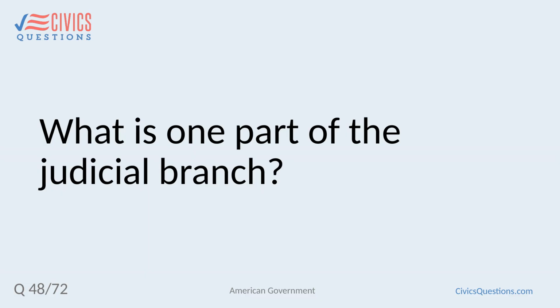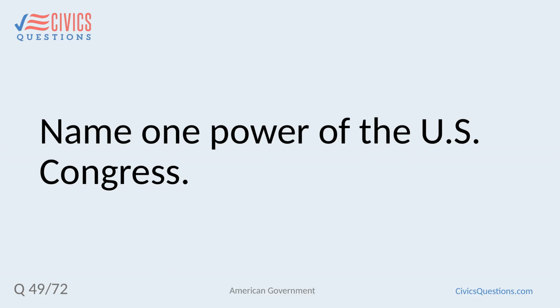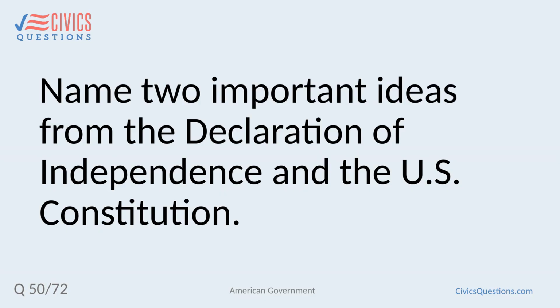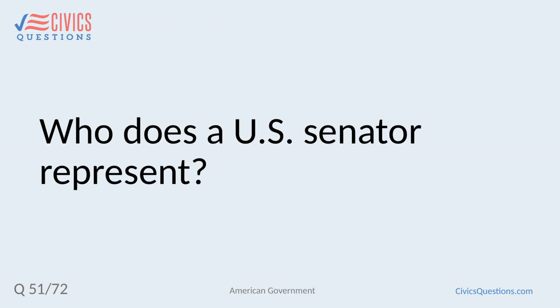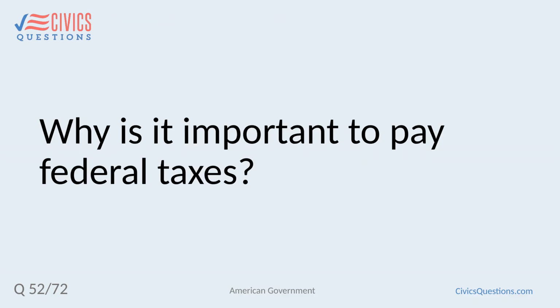What is one part of the judicial branch? Supreme Court. Name one power of the U.S. Congress. Writes laws. Name 2 important ideas from the Declaration of Independence and the U.S. Constitution. Equality, liberty. Who does a U.S. Senator represent? People of their state. Why is it important to pay federal taxes?